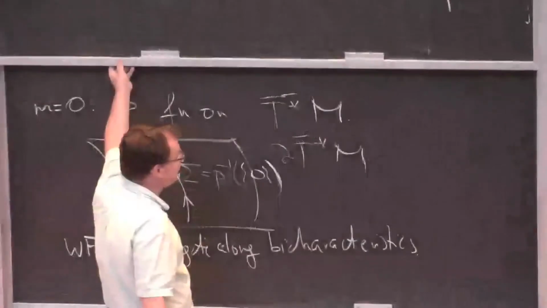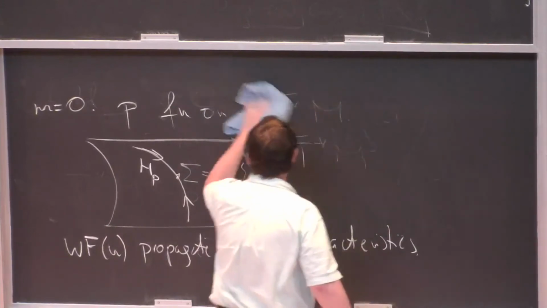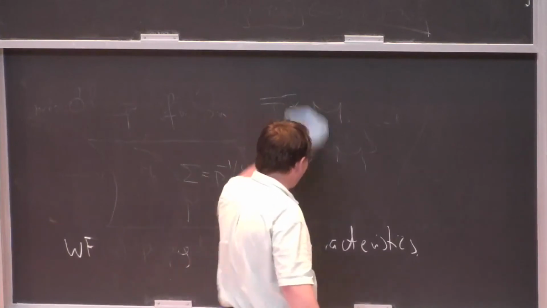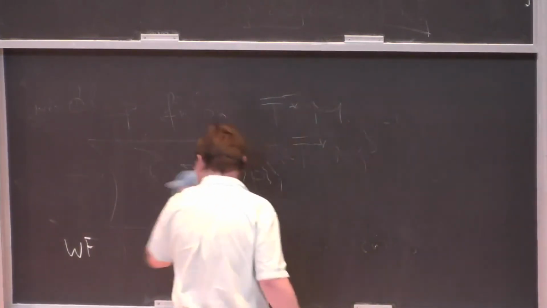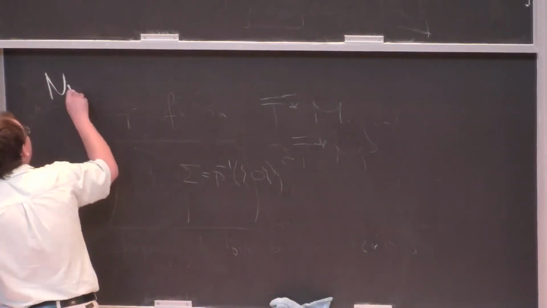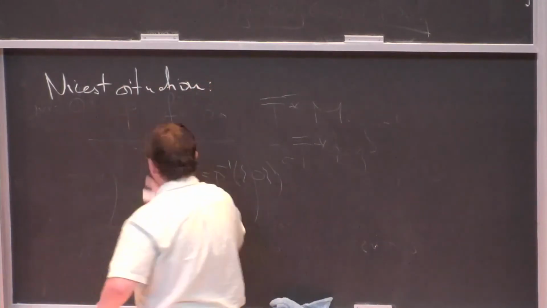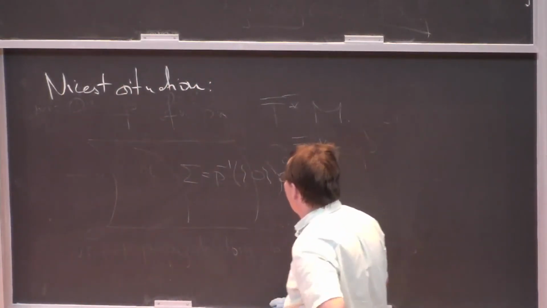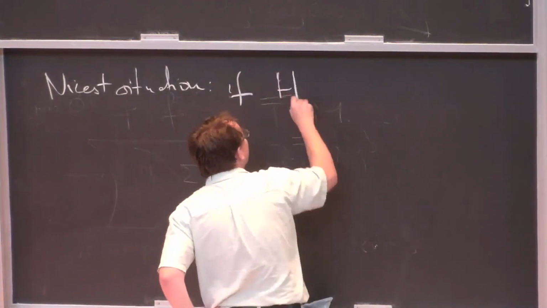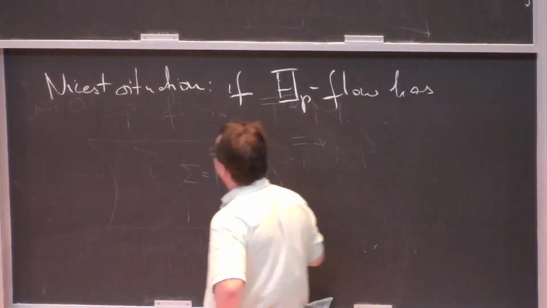So in order for things to go well without working too hard, and there's going to be talks later on this week about situations where you have to work too hard, a number of them maybe. So the nicest situation is if this HP flow has a source sink structure.